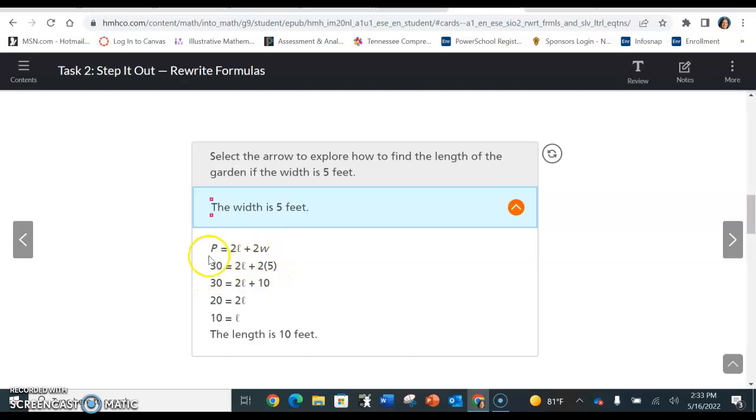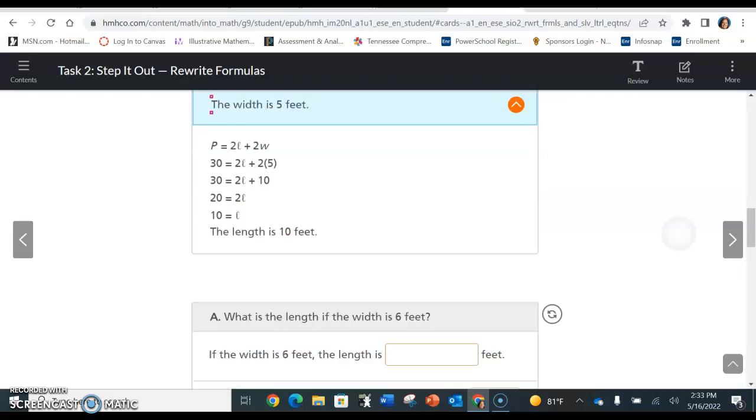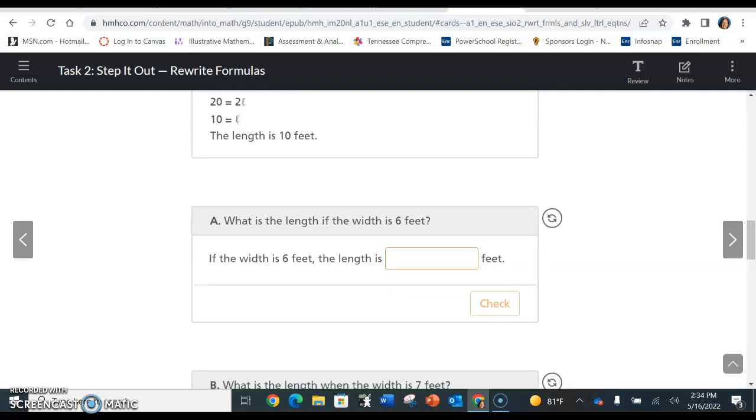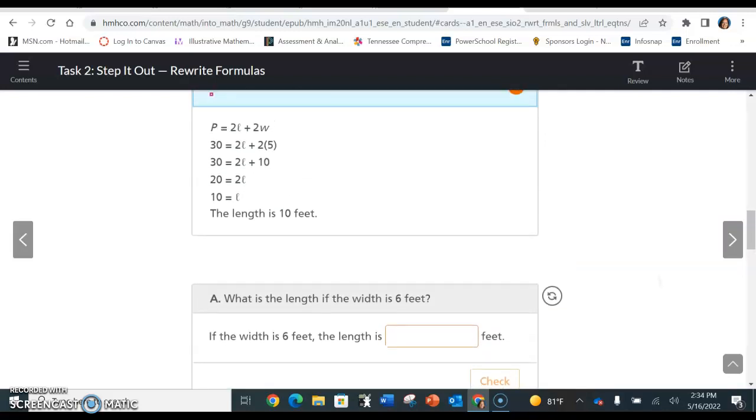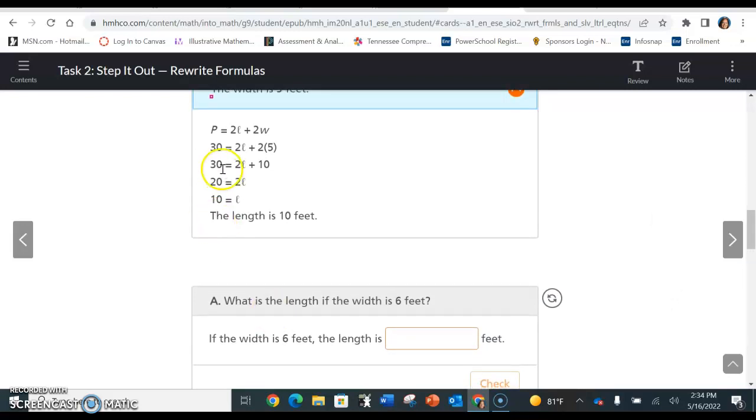If the width is 5 and we know the perimeter is 30, you plug in 5 for W and 30 for P and solve for L. So 2 times 5 is 10, subtract 10 from both sides, you get 20, and then divide by 2 and L equals 10. So if the width is 5, the length is 10. It says what is the length if the width is 6? Let's go back to the same formula. We're still going to have 30, but this time we're going to plug in 6. So 2 times 6 is 12. Subtract 12, we get 18. Divide by 2, we get 9 feet.